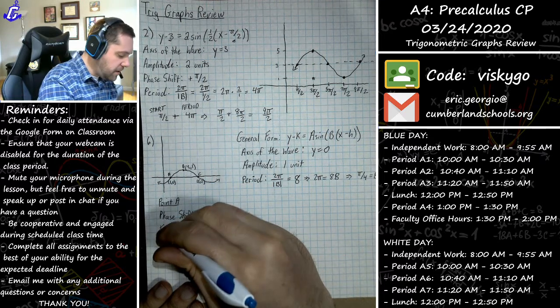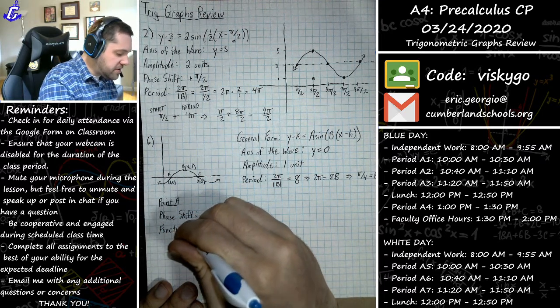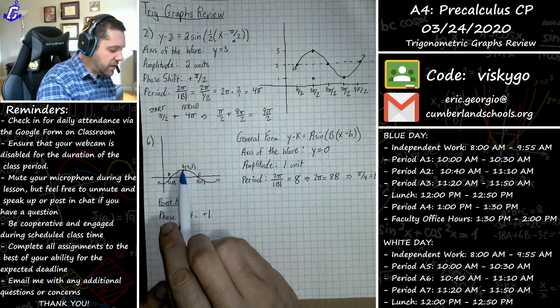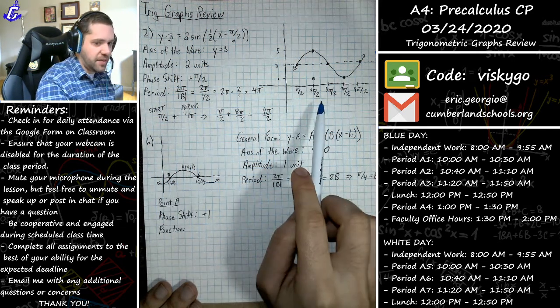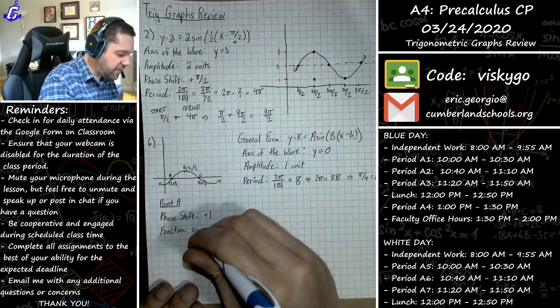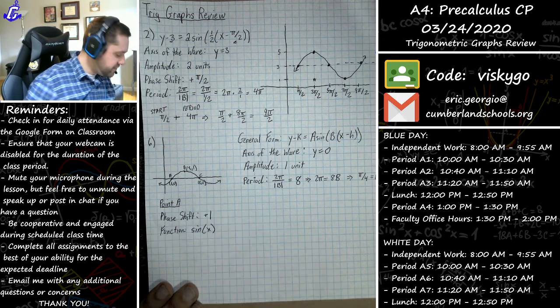Your function, since we are starting on the axis of the wave, we go up to the maximum, back to the axis of the wave. That's exactly what sine does. We saw that up there. So I would say that my function is the sine of x.